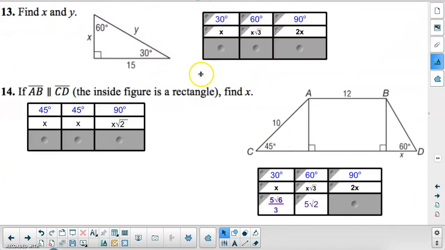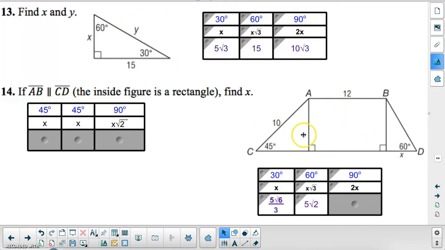In number 13, we're solving a 30, 60, 90 problem where we're given the 60 that's 15. In order to get x, we have to divide by root 3. So 15 divided by root 3 would be our x, but we can't leave it that way, so you have to rationalize and get 5 root 3 as your 30, and then multiply our coefficient by 2 to get 10 root 3 for the hypotenuse.